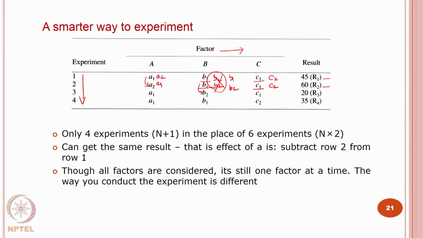Why should I always freeze them? Correct. Do you get the point? You can study that provided you have more experiments. So, this is certainly better than the previous one, but it still does not give you all the information. Though all factors are considered, it is still one factor at a time. You are considering all the three factors together, but you are changing only one factor at a time while you are fixing the other factors.